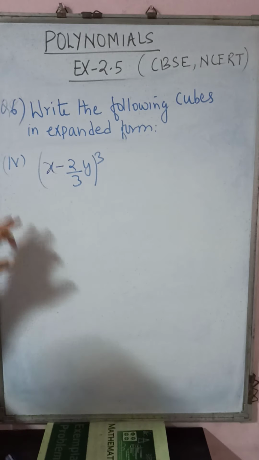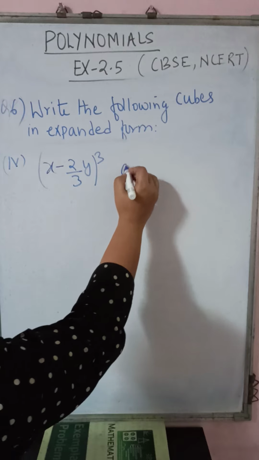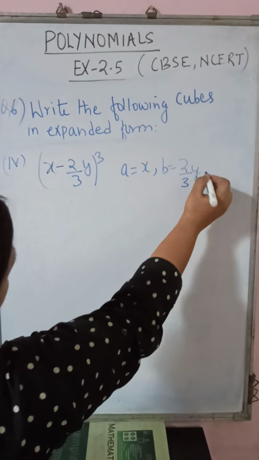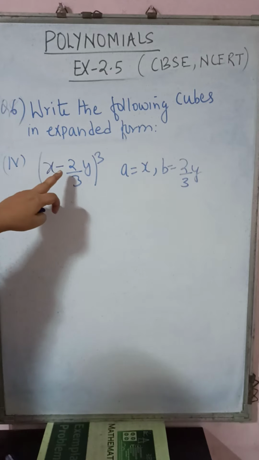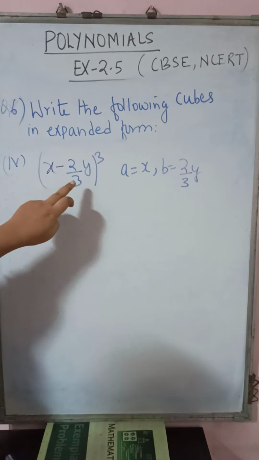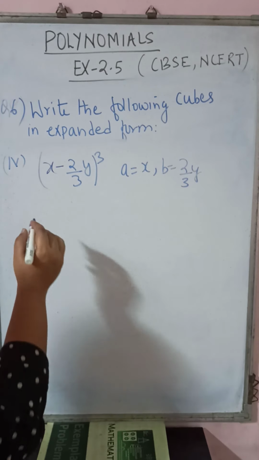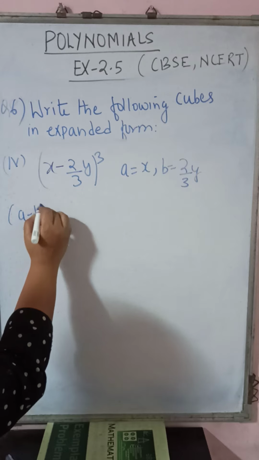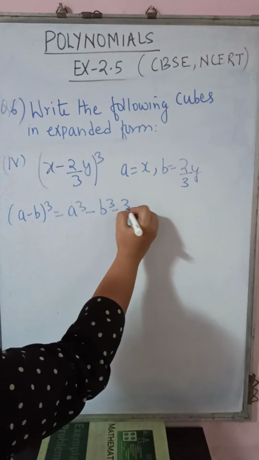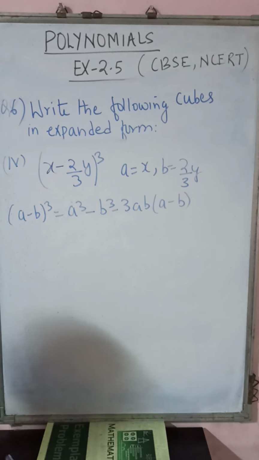Question number 6, fourth part. Again (a minus b) whole cube. a is x and b is 2 by 3y. You are not going to take the sign along with a and b, because the sign is already in the formula a minus b. So a is different and b is different. Now you know (a minus b) whole cube is a cube minus b cube minus 3ab into (a minus b).